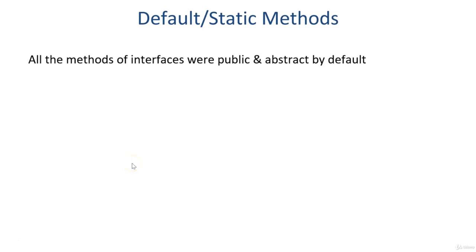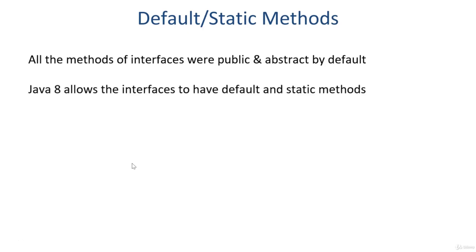The problem faced by the Java developer community was that anytime you make a change to the interfaces, it will break the classes that implemented those interfaces, because they must override or provide the implementation of the new methods in those classes. So Java came up with the solution by allowing default and static methods.